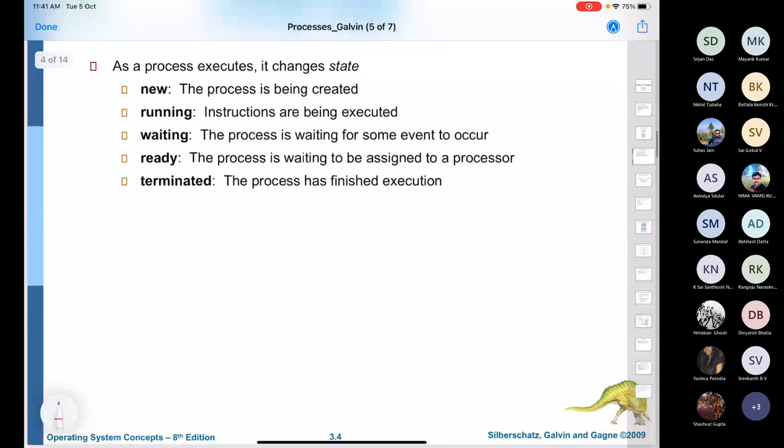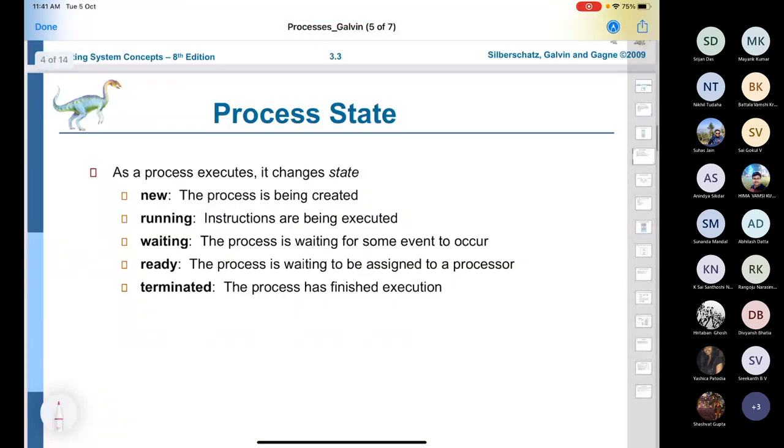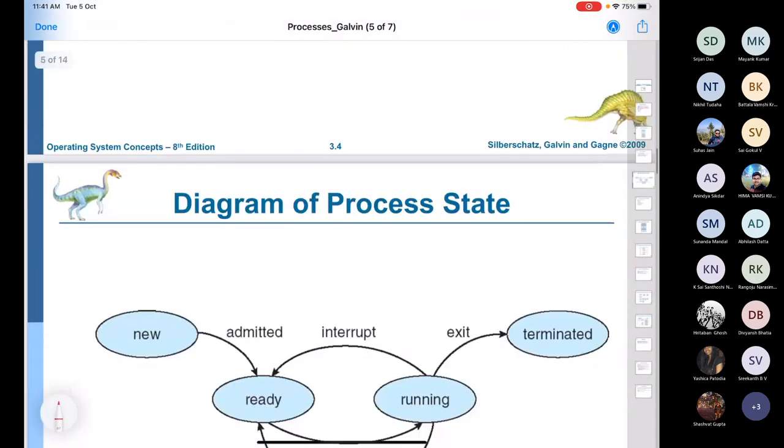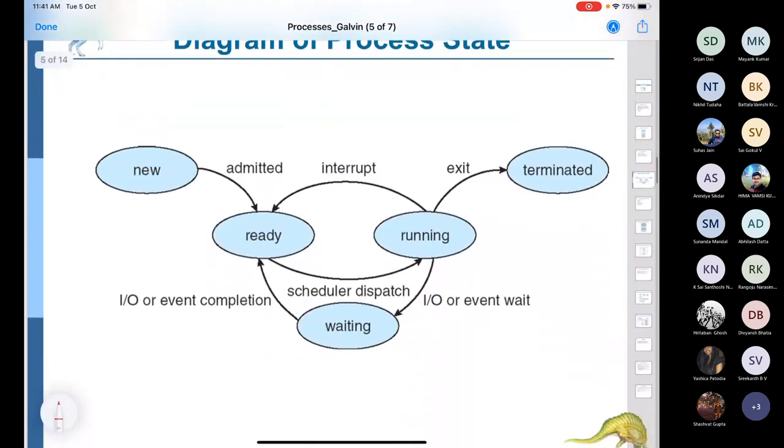Now, this is a very important concept. A process in a computer has several states, and it keeps on changing state continuously. Okay. When it starts, it is in a state called new. Then it is running, when instructions are being executed; there is also a waiting state, a ready state, a terminated state, etc., etc. We will see the process state diagram.